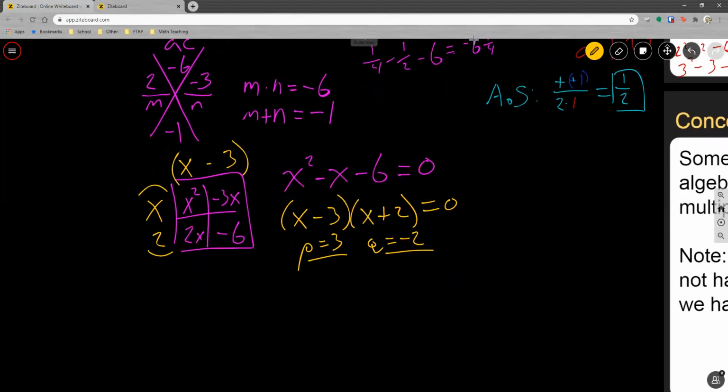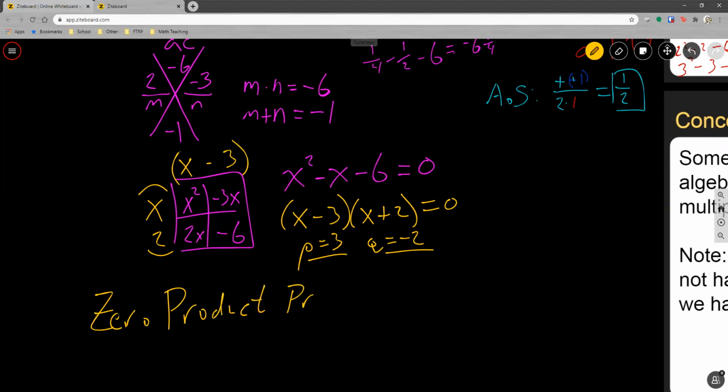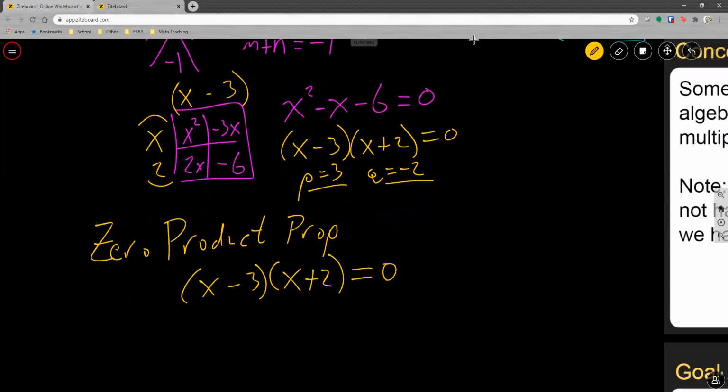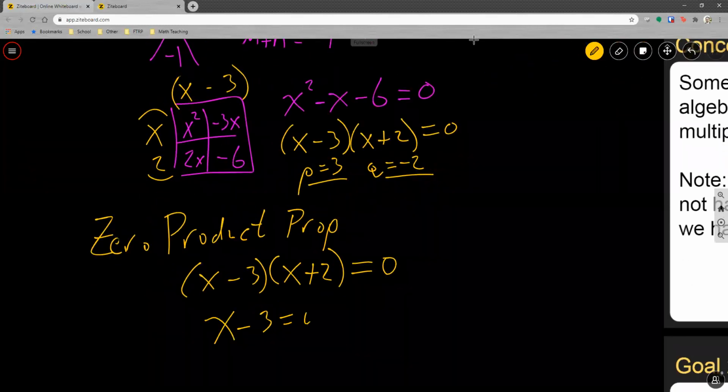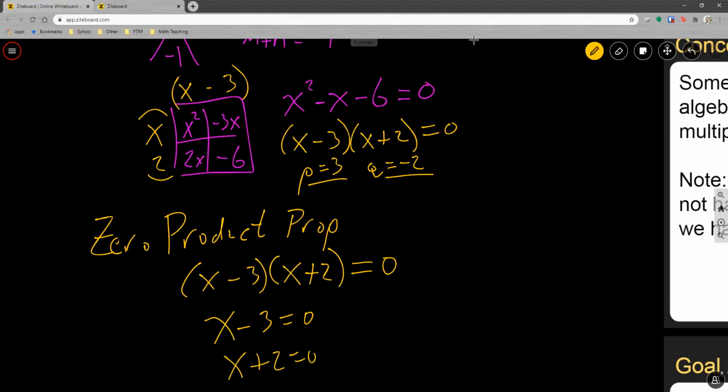But I can also use what's called the zero product property, which we'll talk about more in depth later. I basically just set one of these parts equal to 0. So I create two equations: x minus 3 equals 0 or x plus 2 equals 0. Well, that would mean that my x value is positive 3, and my other x value is -2.